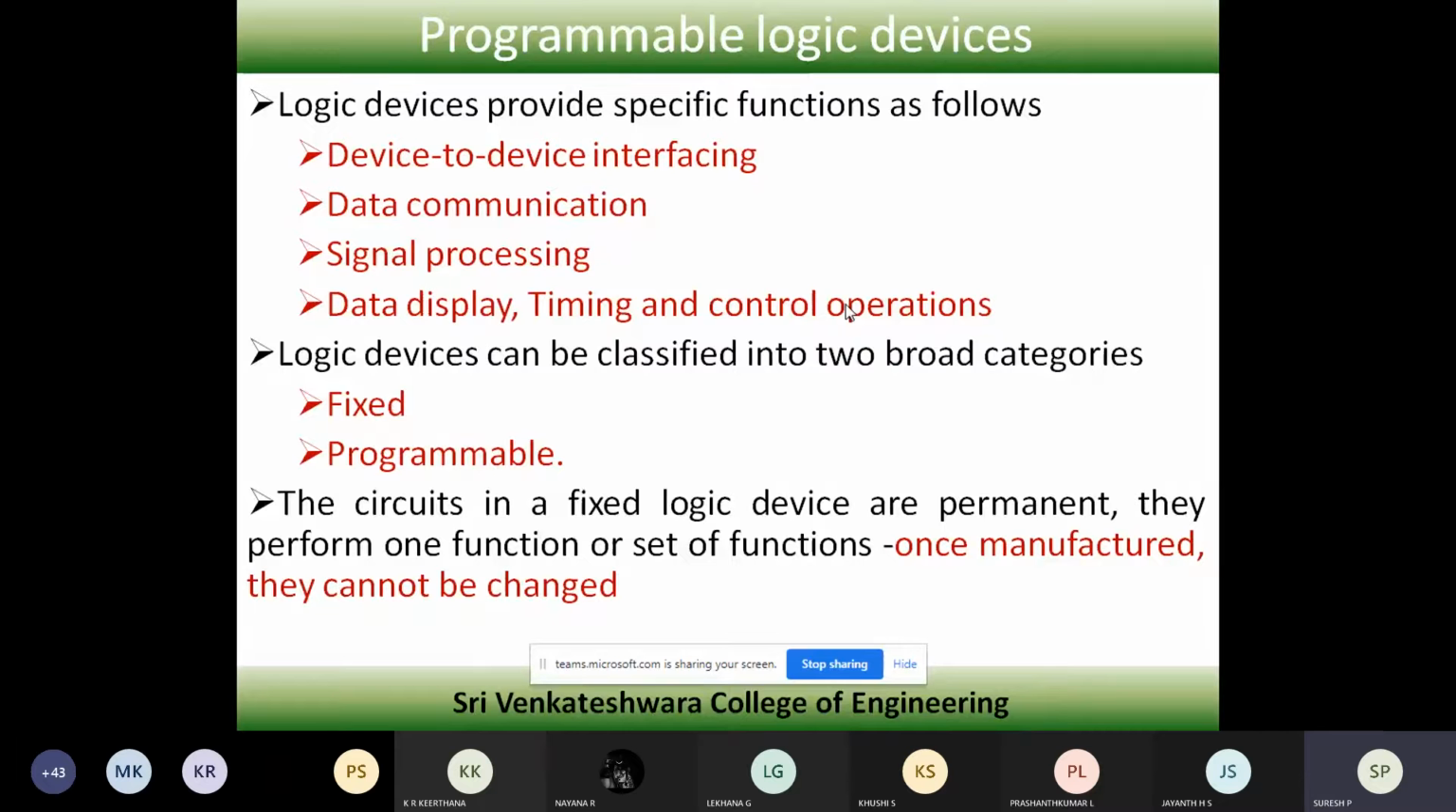When it comes to logic devices, they can be classified into two broad categories. One is fixed, the other is programmable. Since we are going to have the fixed, can you tell what the fixed logic and programmable logic devices you have gone through are?